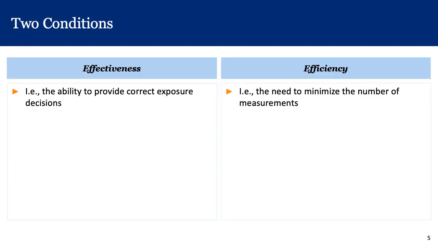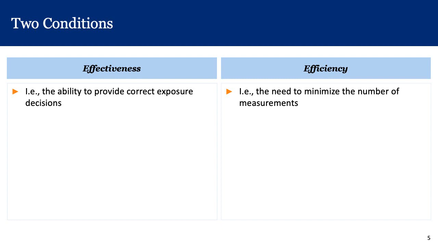There are two criteria that the industrial hygienists keep in mind. The first one is effectiveness. How effective are they at doing their primary job, which is to protect workers? That means, can they correctly assess the workers' exposures and correctly provide exposure decisions? The second one is to minimize the number of measurements, so be effective, but also be efficient.